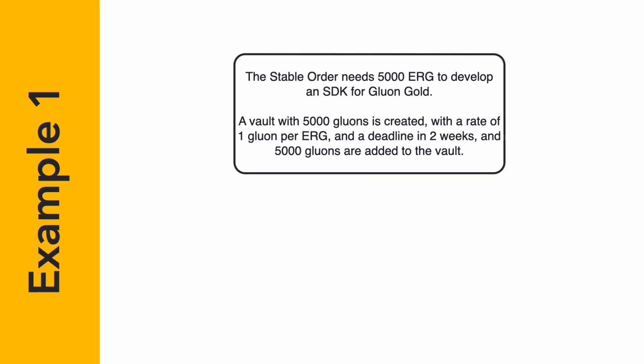The Stable Order needed 5,000 ergs to develop an SDK for Gluon Gold. With this funding platform, a vault with 5,000 gluons is created with a rate of 1 gluon per erg and a deadline in 2 weeks. And 5,000 gluons are added to the vault.